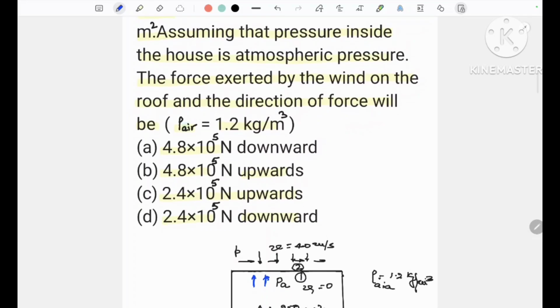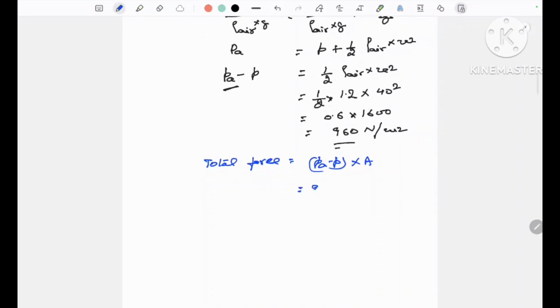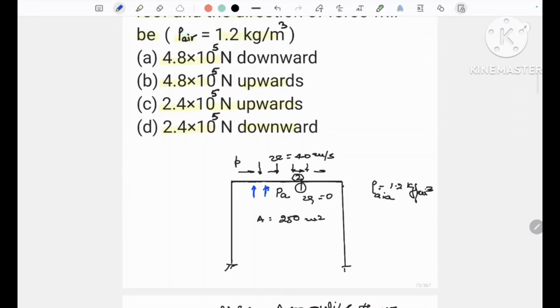Total force exerted by the wind will be PA minus P into area of the roof, 960 into 250 Newton, and direction is upward. That is 240000, 2.4 into 10 to the power 5 Newton, and direction is upward. This C is correct option.